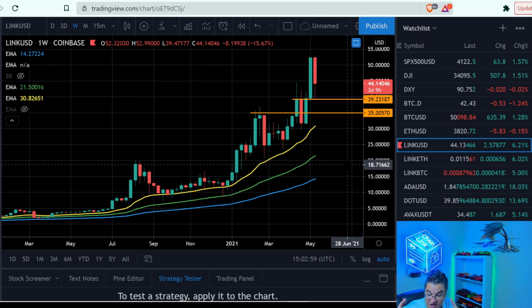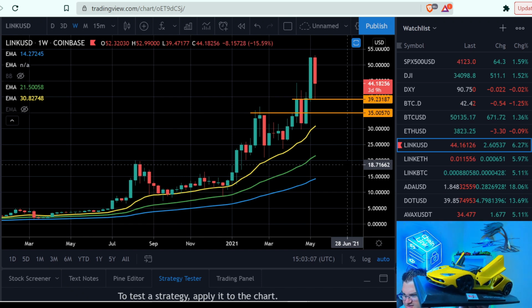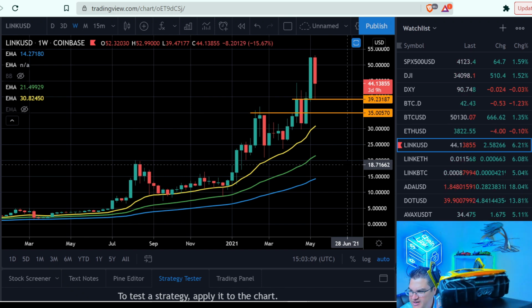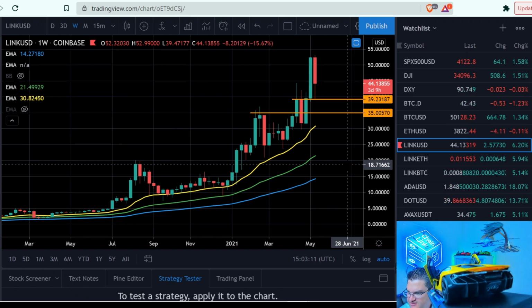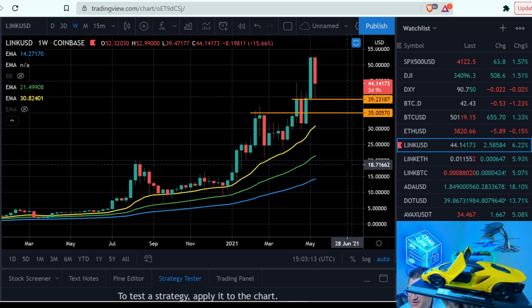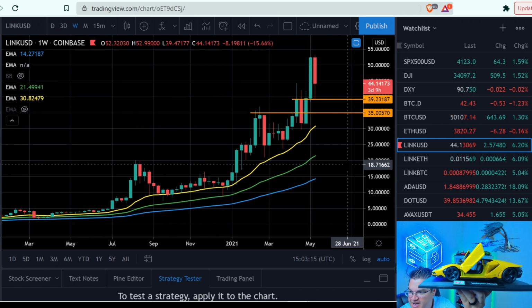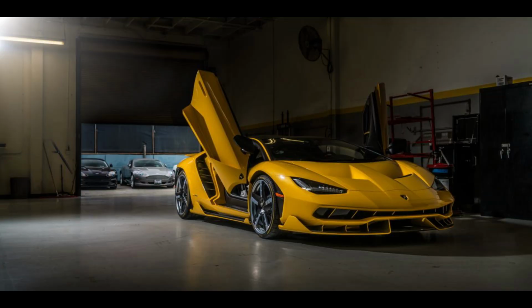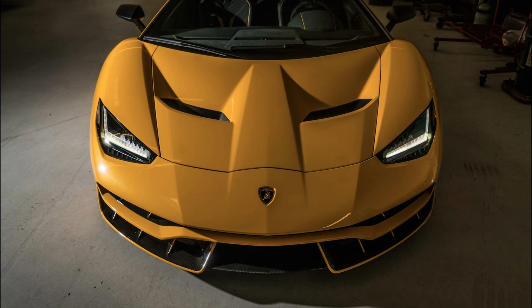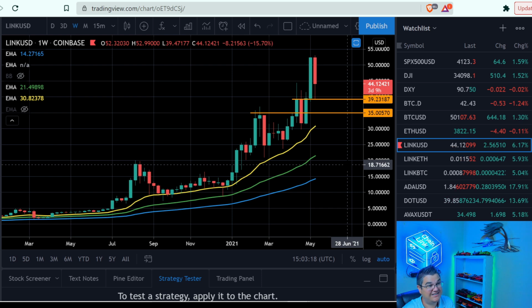Thanks so much. Car of the day. For those of you, there's nobody here. I'll just talk to myself. Yellow Lamborghini Centenario. My favorite car in world history, right here. If I had unlimited money, I'd pick up one of these for $3.5 million. But I don't, so Link needs to go up.